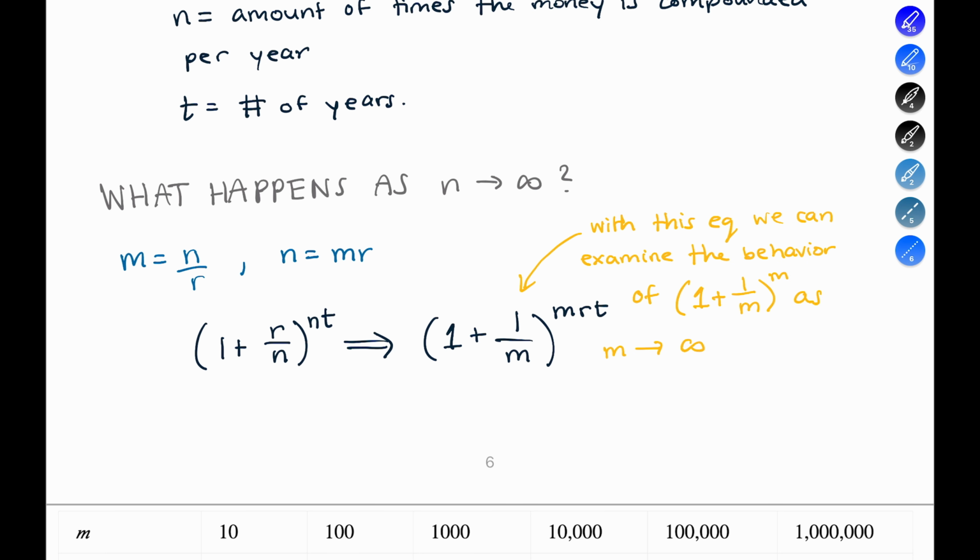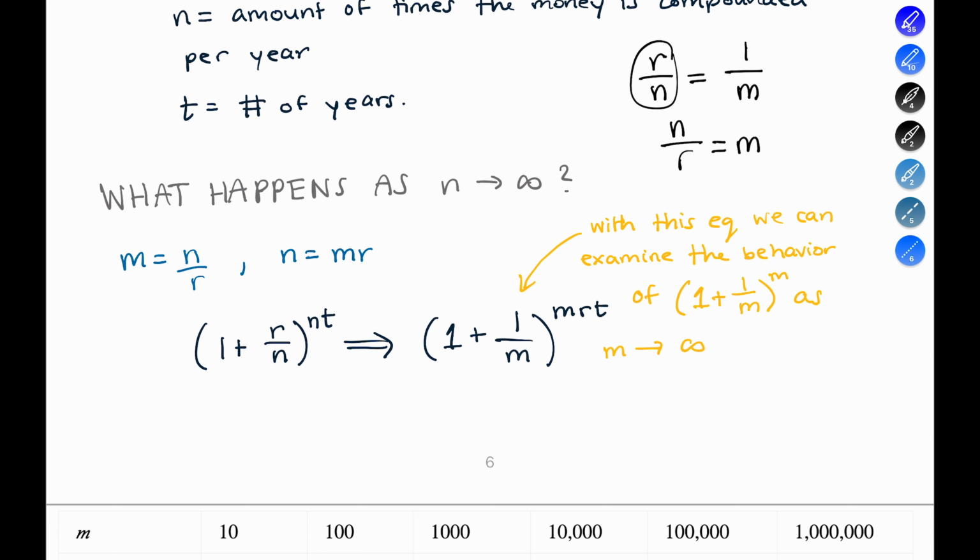Now, what happens as n approaches infinity? For now, we are going to substitute n over r for m. When we put it into this equation, because it has r over n, that means r over n is equal to 1 over m, because it is the reciprocal, since n over r would just equal m.